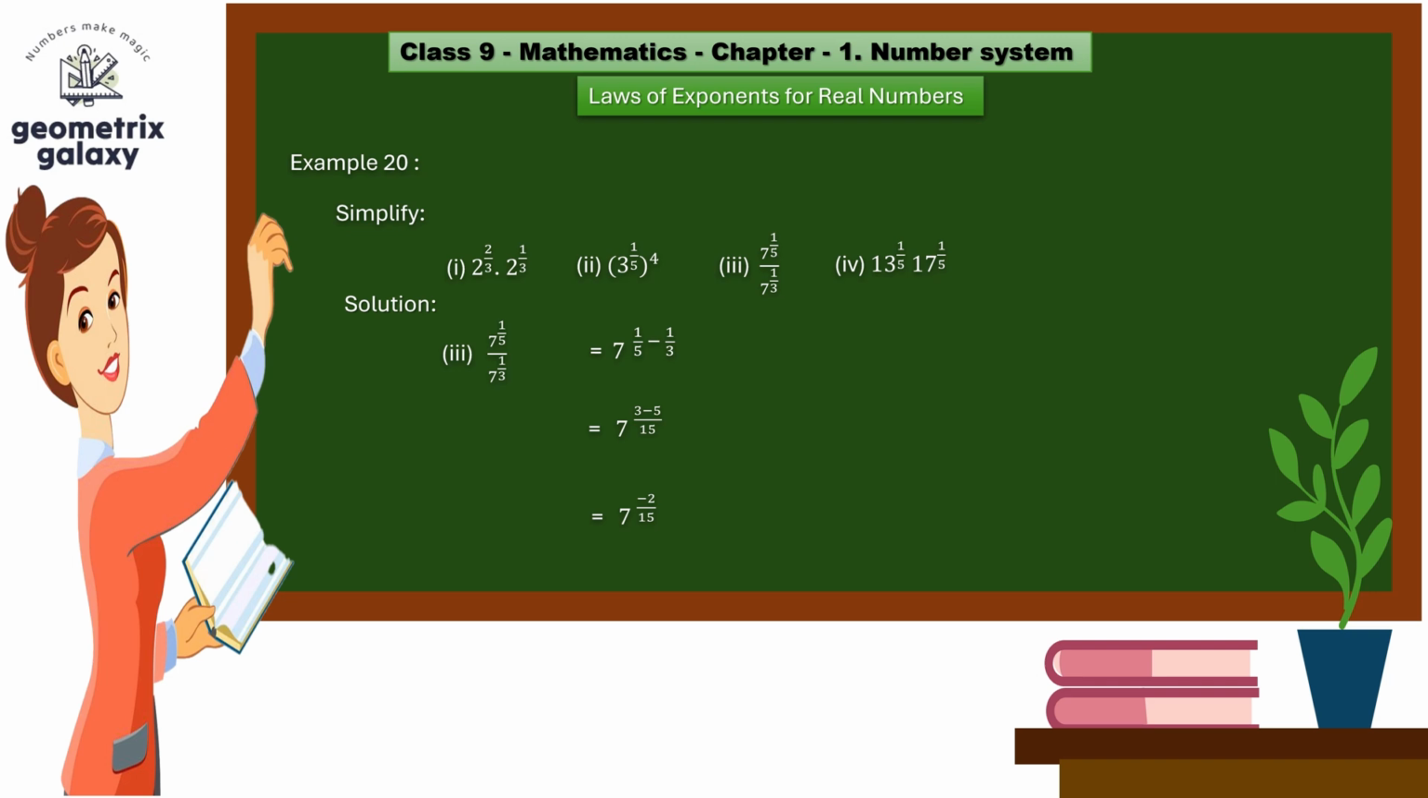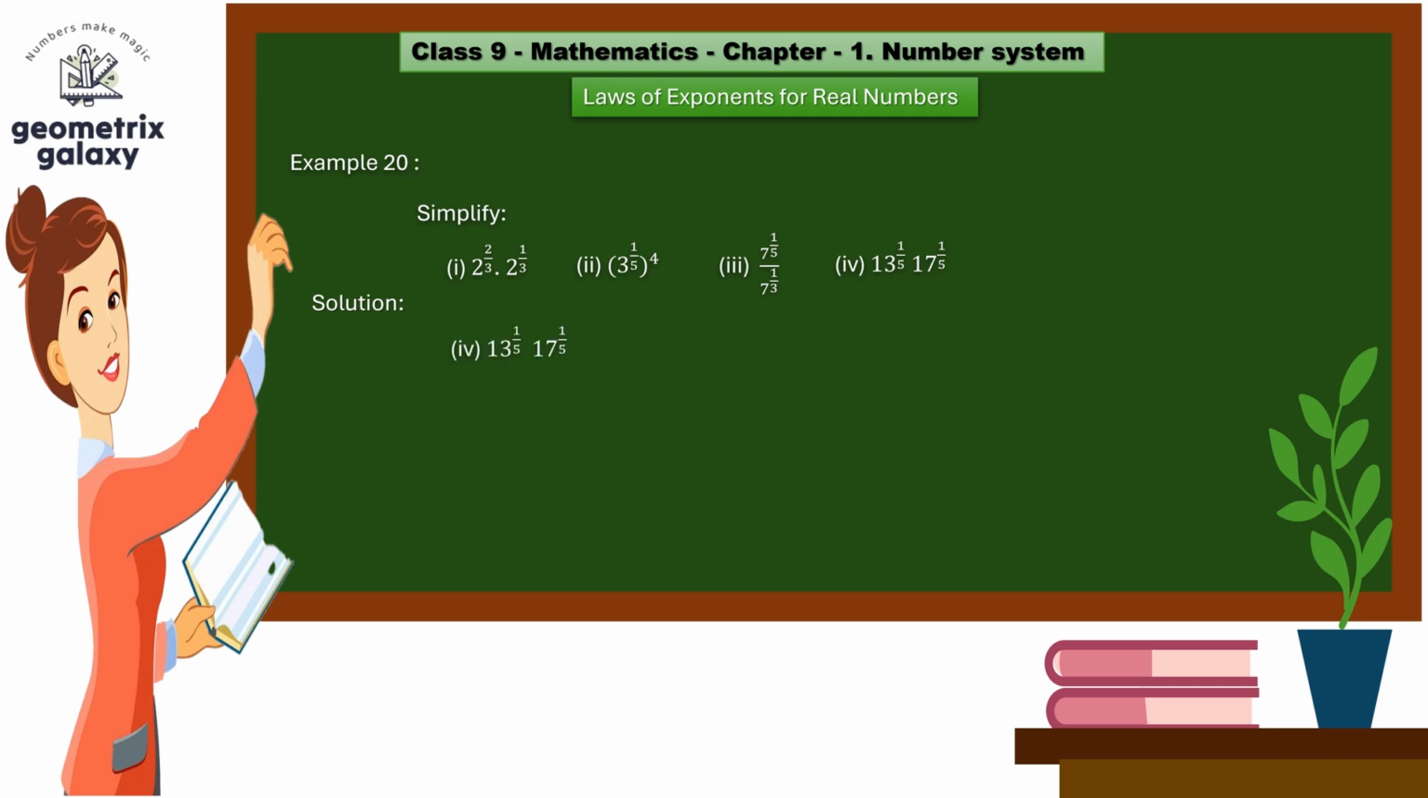Fourth subdivision is 13 to the power 1 by 5 into 17 to the power 1 by 5. Here the bases are different but the powers are same. Therefore, we need to multiply the base and put the same power. This is according to the law a power m into b power m is equal to ab power m. So what is 13 into 17, students? It is 221. The power is same, 1 by 5. Therefore the answer is 221 whole to the power 1 by 5.